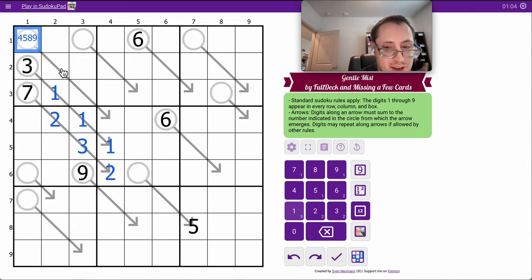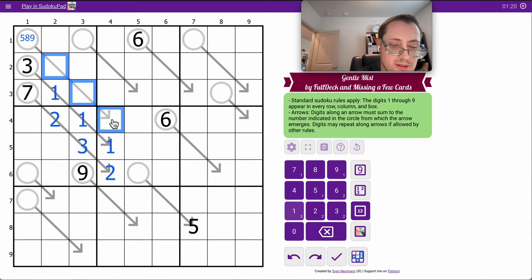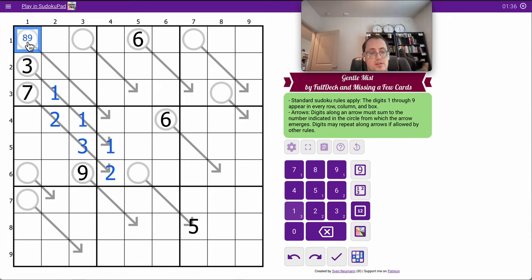Well, if it was 4, then I'd have 2, 1, 1. There's no way to do that with 1s looking at all 3 of these cells. If it was 5, then I can't go higher than 3, so I have 3, 1, 1, or 2, 2, 1. But again, since this can't include a 1, this can't be 5. So I'm looking at 8 in 3 cells, which is hard.